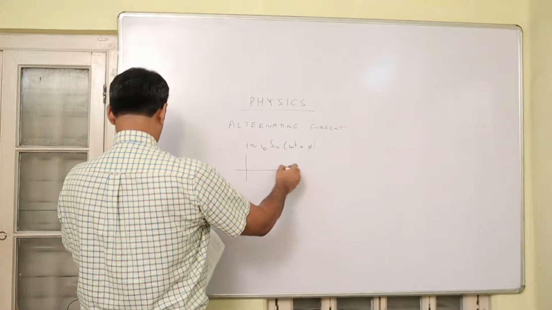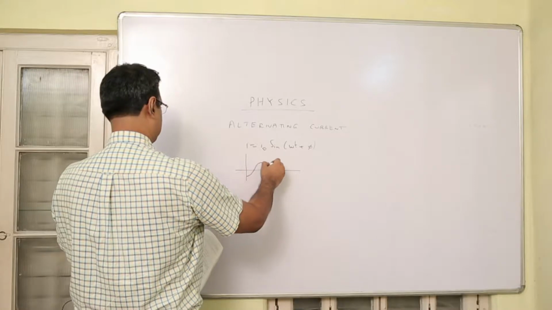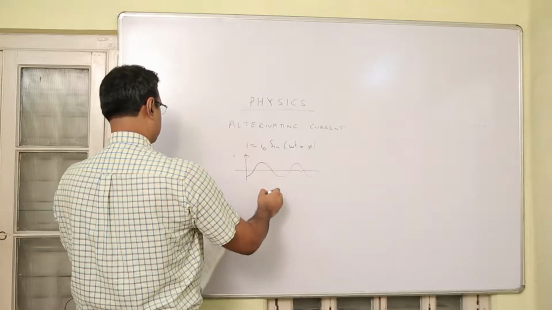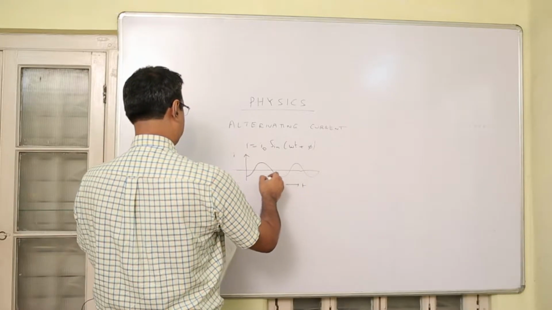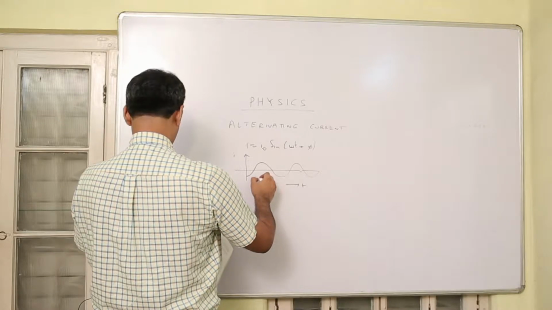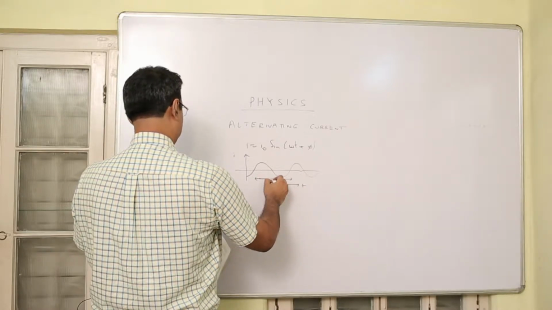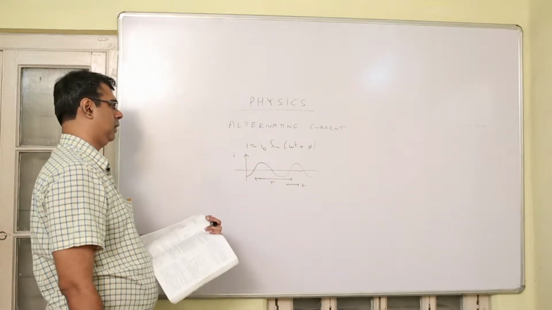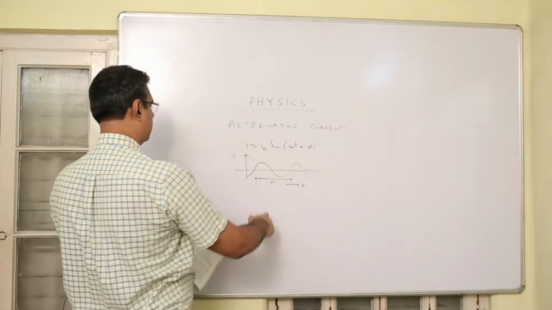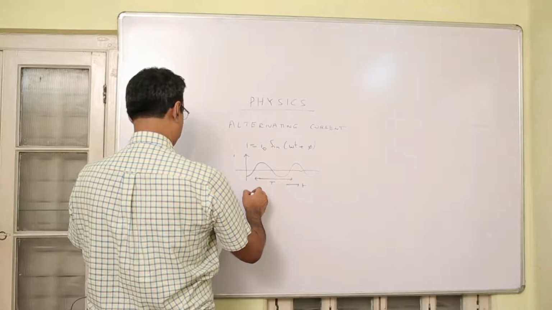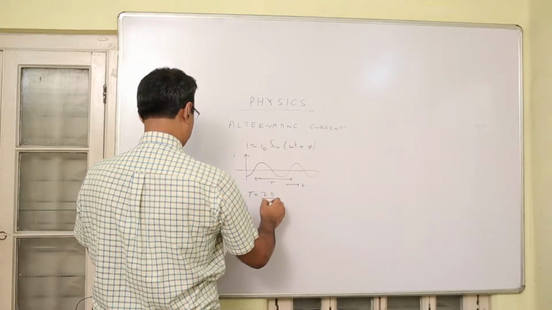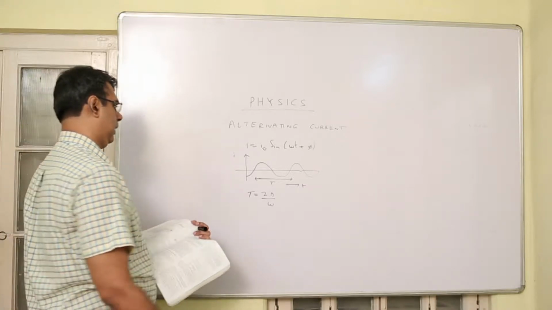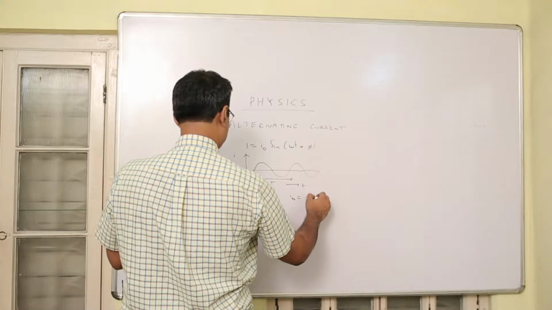So the graph of alternating current would look somewhat like this. This is current and this is time. Now all the terms pertaining to a sinusoidal equation, for example time period, will be applicable here also. The formula for time period is 2 pi by omega, so that formula will be applicable here also. Then I0 is called current amplitude.